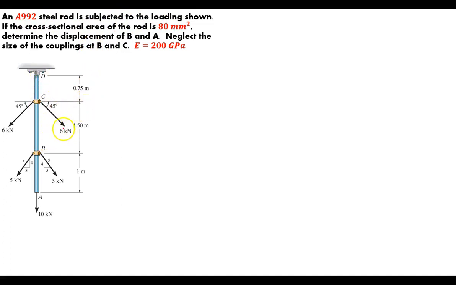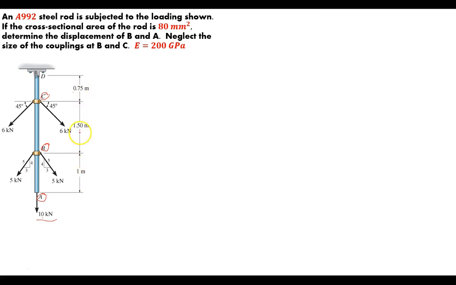So we've got this steel rod broken up into different segments: a point D, a point C, a point B, and down at the end a point A. The loading has 10 kilonewtons at the very end at A. It has 5 kilonewtons going off in two different directions on these two collars, with 4, 5, 3 triangles. And at C, we've got another 6 kilonewtons going in two directions at 45-degree angles with the horizontal. The segments have lengths of 0.75 meters, 1.5 meters, and 1 meter.